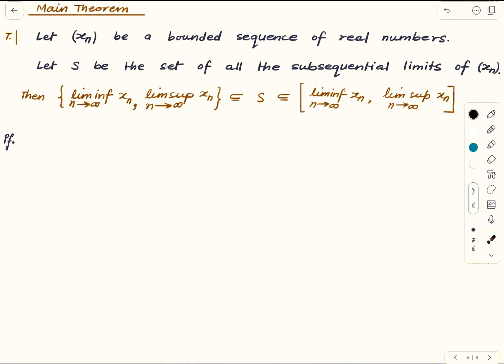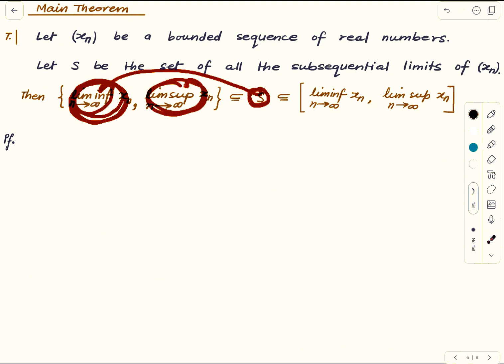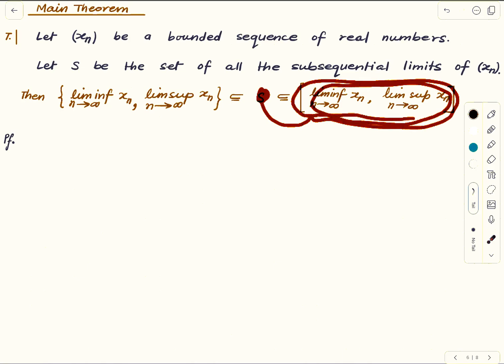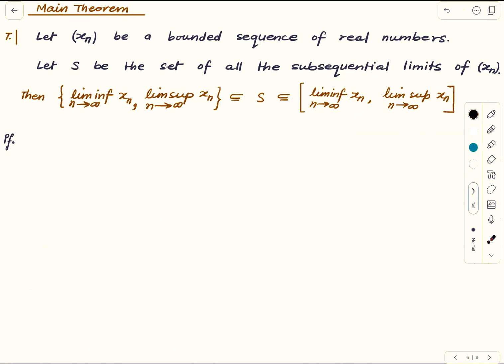So the main theorem is, fix a bounded sequence of real numbers and let S be the set of all the subsequential limits. Collect all the subsequential limits, that's a set. Then all we are saying is that the limit inferior is in S, the limit superior is in S, which we have written in this somewhat convoluted way, and that every subsequential limit is between the limit inferior and limit superior. Okay, so the limit inferior and the limit superior are subsequential limits, and every subsequential limit is between the two.